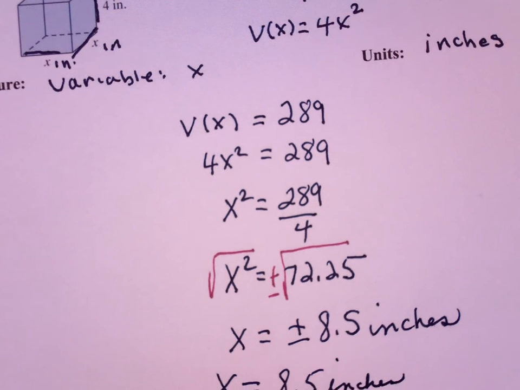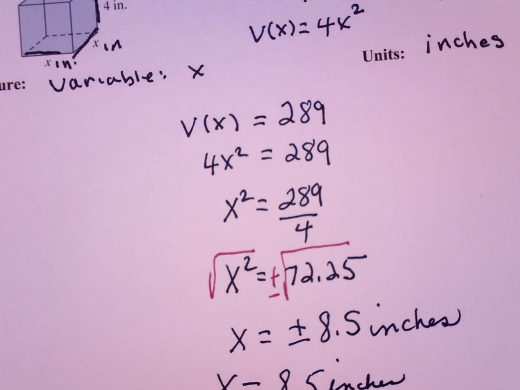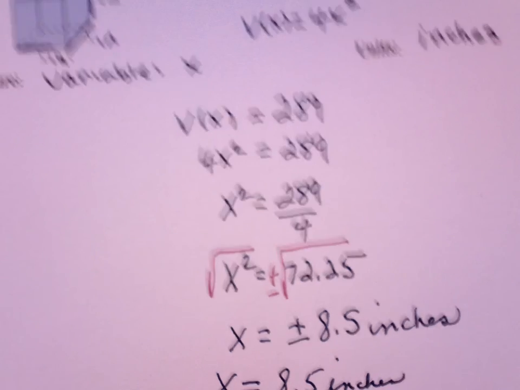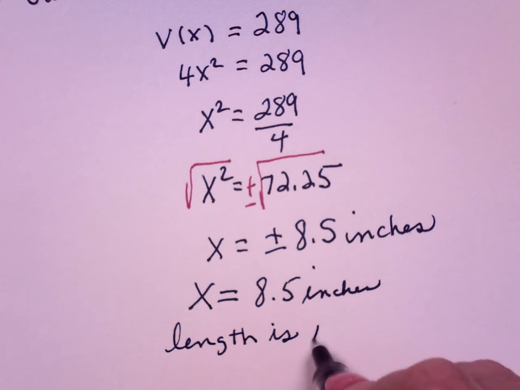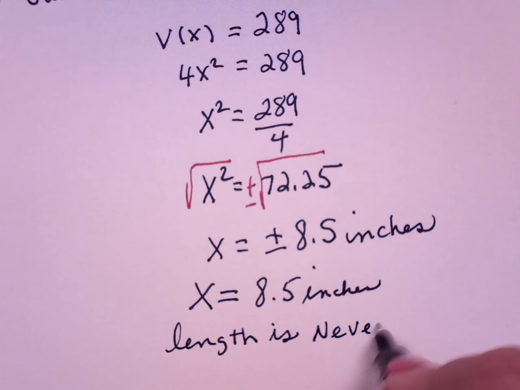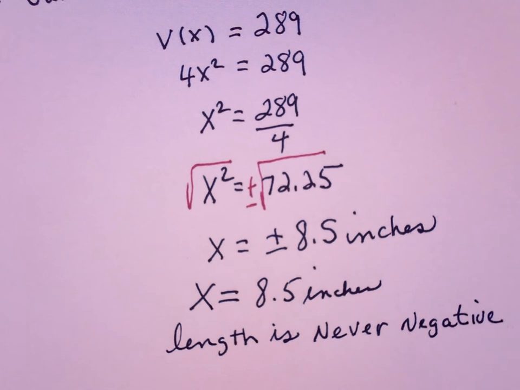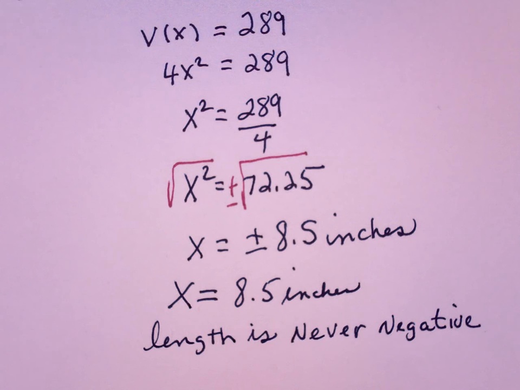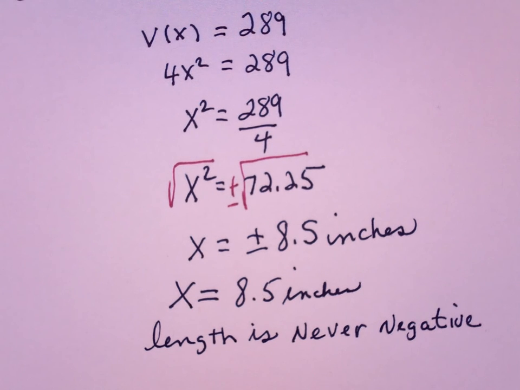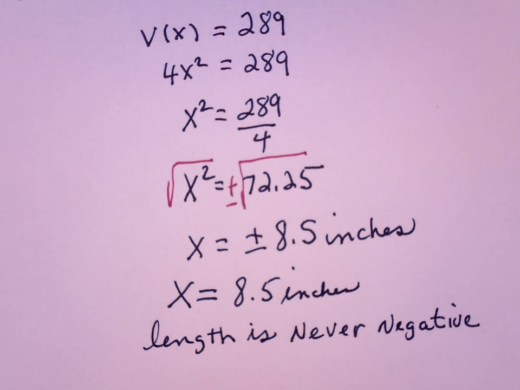The reason for that is length is never negative. Wouldn't we like it, huh? Now that's why when I ask the question, are there two possible answers? No. Why not? Because length is not negative, at least not in our system.